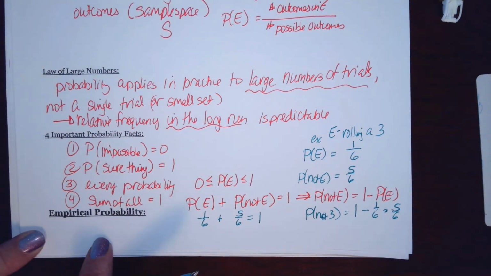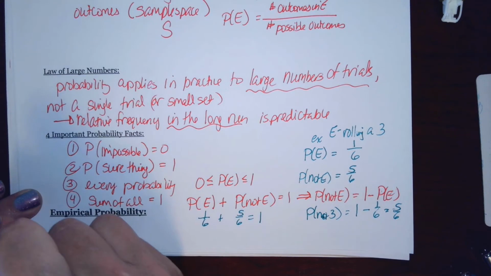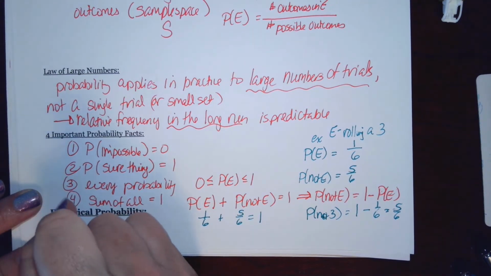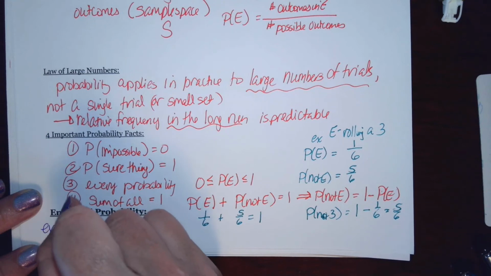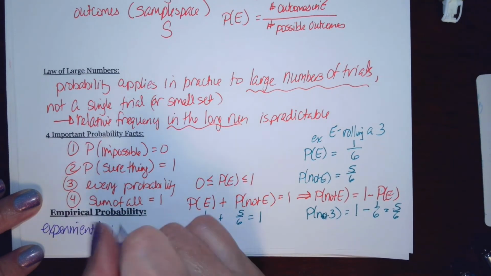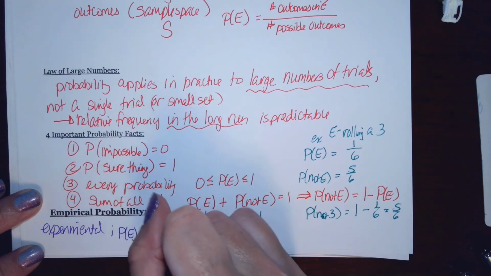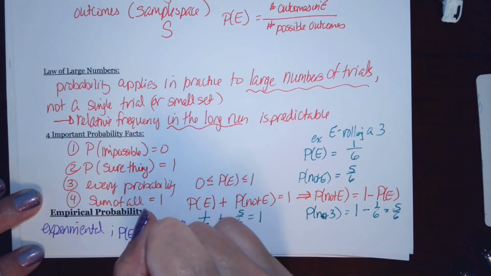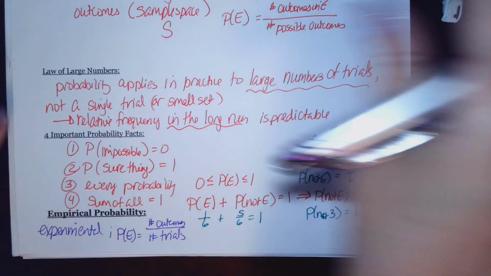Empirical probability. Just a reminder, and yes, this absolutely was supposed to be on the next page. Empirical probability is my experimental probability. The probability of my event is the number of outcomes that I'm interested in out of the number of trials, the number of times the experiment is performed.